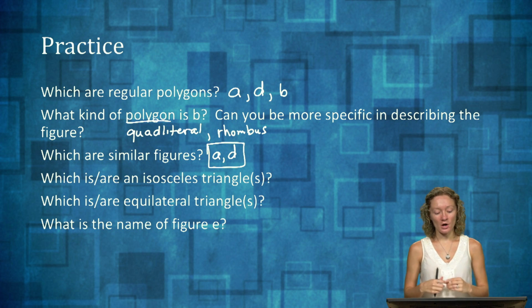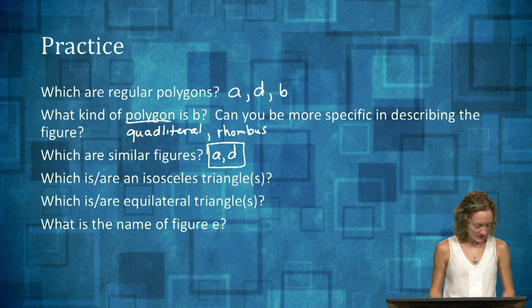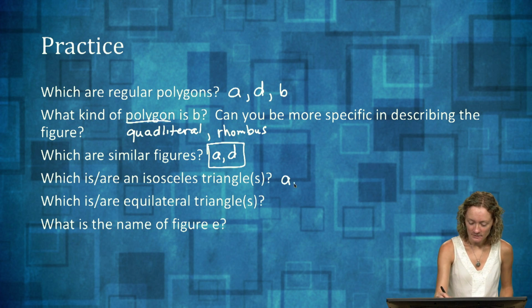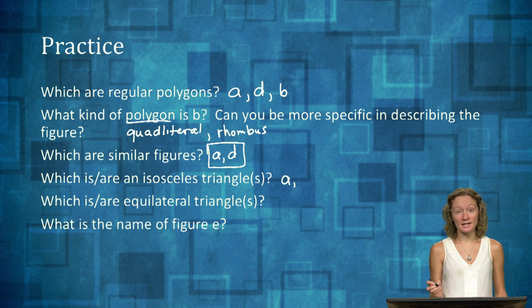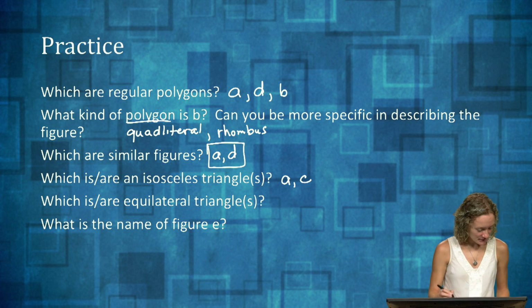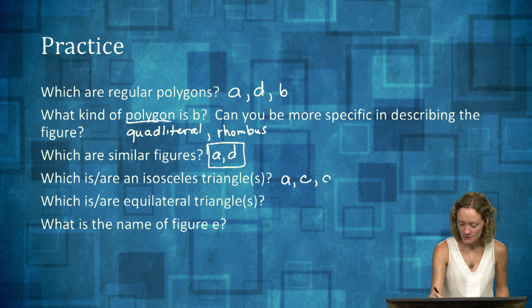Which of these is or are an isosceles triangle or triangles? Letter A definitely is. Why is A isosceles? Remember, the definition for isosceles says at least 2 sides and angles equal. It definitely has at least 2. In fact, it has all 3. So A. Letter C definitely is. We have 2 sides, 2 angles, and then letter D also for the same reason as A.